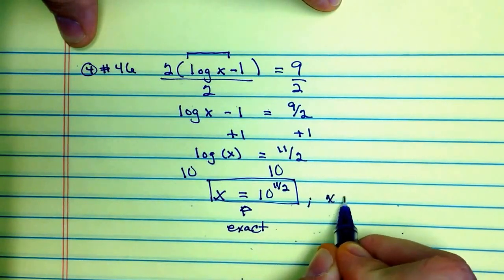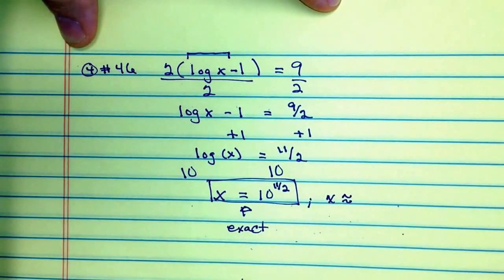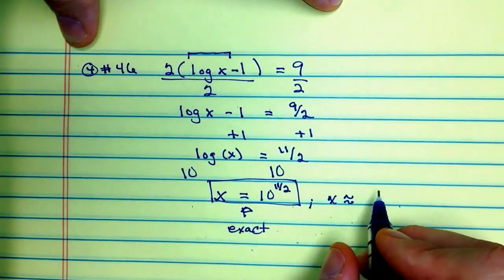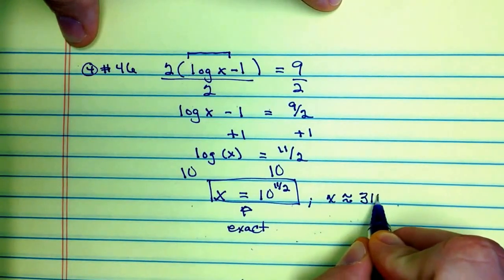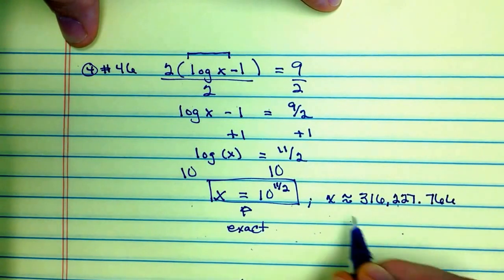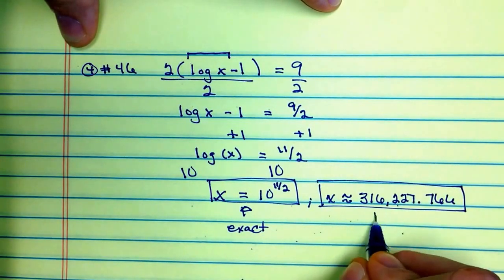If we want an approximation, we can plug it in the calculator. 10 raised to the 11 divided by 2 is 316,227.766. And this would be your approximate answer.